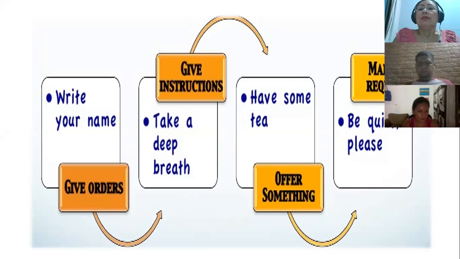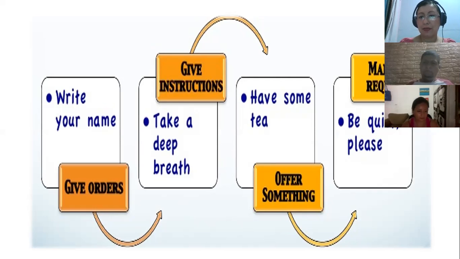Take a deep breath. When you go to the doctor, he says, please, breathe. You have to do like this. And the doctor says, keep the breath for a couple of seconds, and you stay like this. Okay, so that's an order, right? That's an instruction from the doctor for you. Have some tea, when we offer. Okay, have some tea. It's an offering, but it's also an affirmative order. Make a request. When we have children, we say, "Be quiet, please." Don't speak too loud, be quiet, okay?